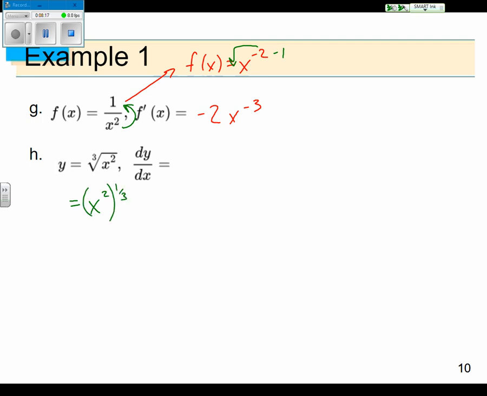X squared times 1/3, yeah. Because taking something to the third power is the same as taking the cube root of it. We're on the same page there. And then something with a power to a power, I multiply their exponents.